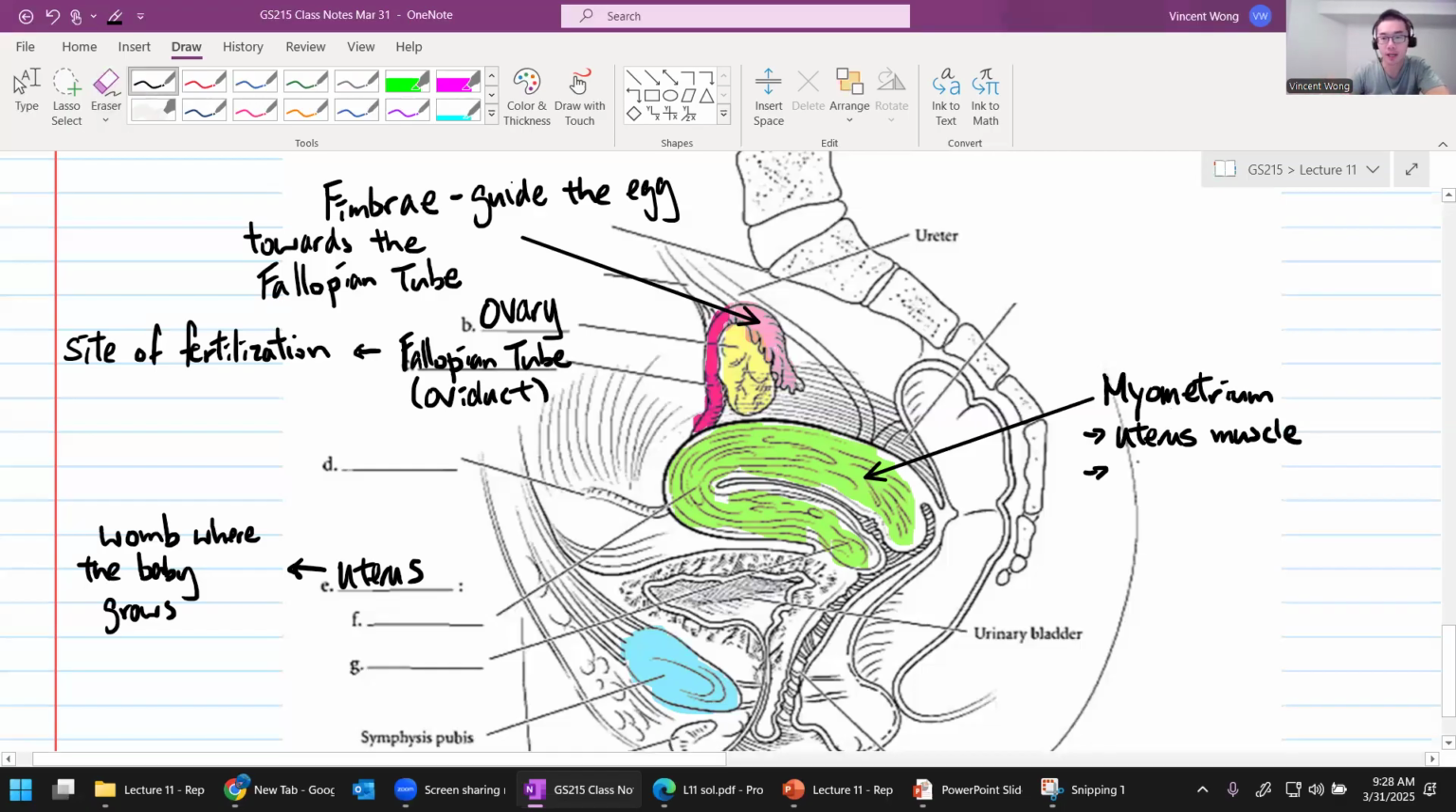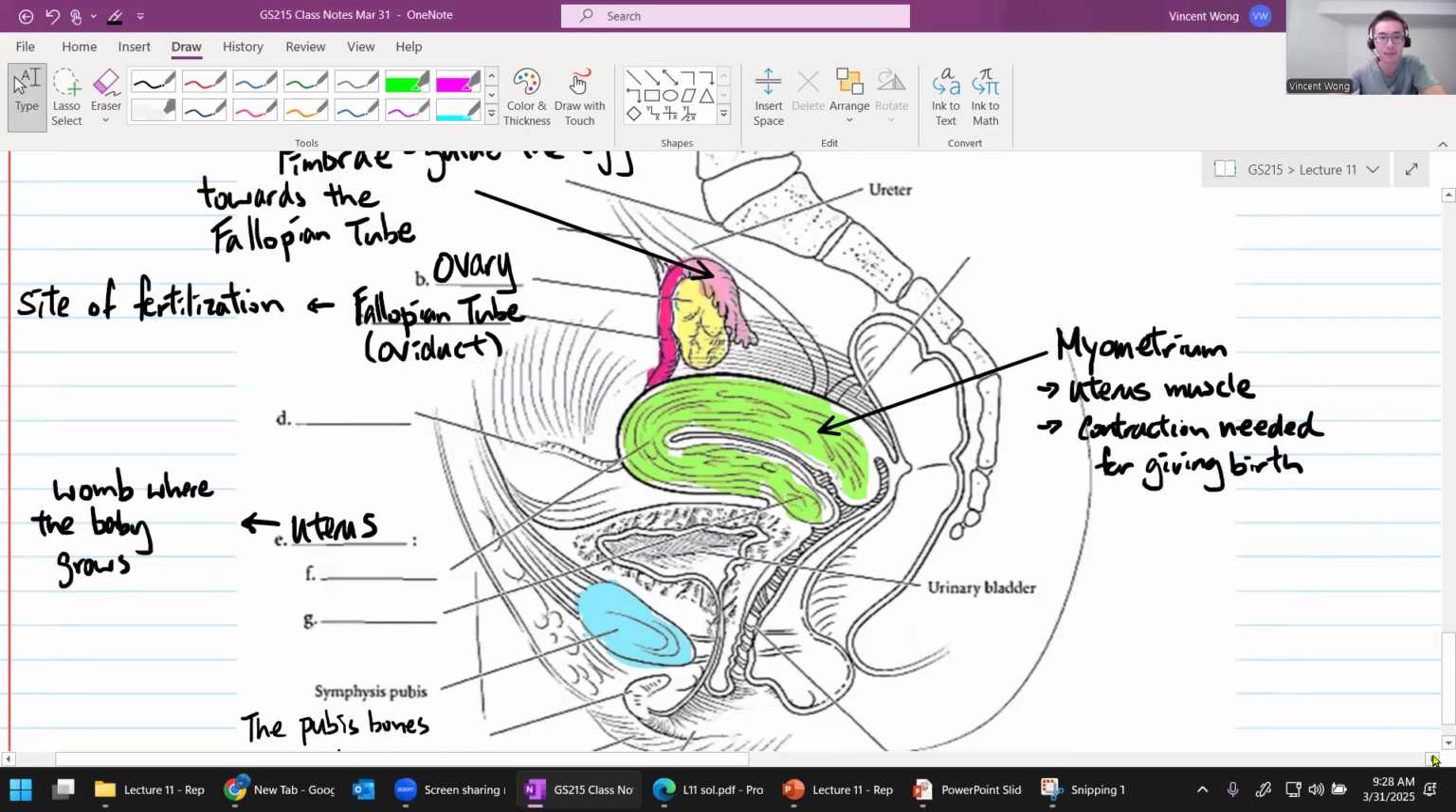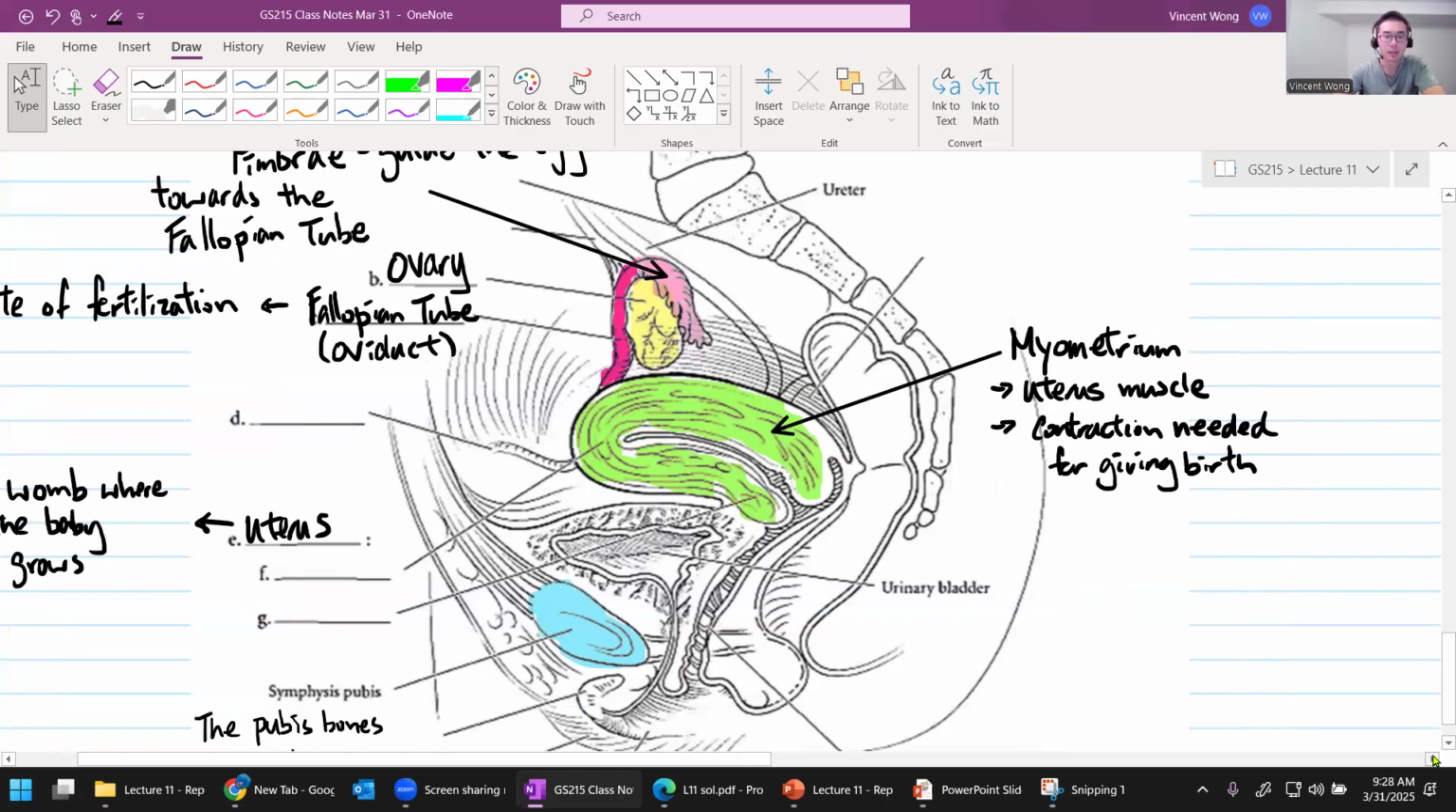That's right, childbirth. Contraction is needed for giving birth, for labor, to induce the labor, and then eventually birth. And there's a hormone that triggers all these. It's called oxytocin. It's released from the pituitary gland. We'll learn about that later.